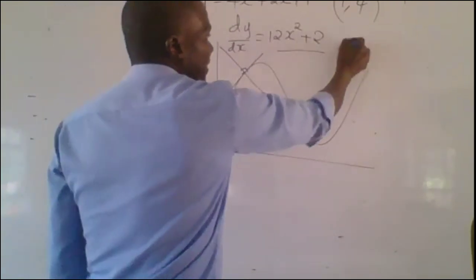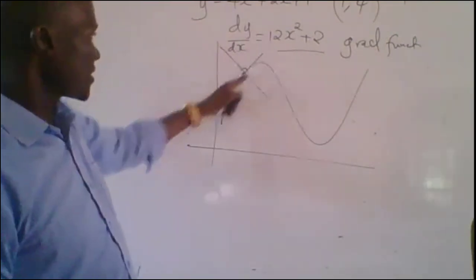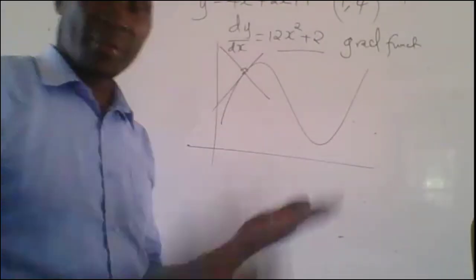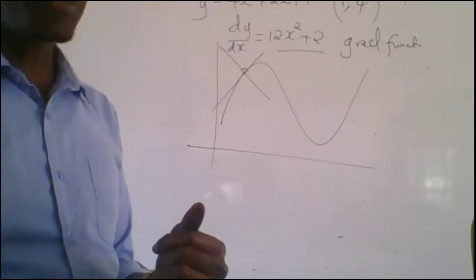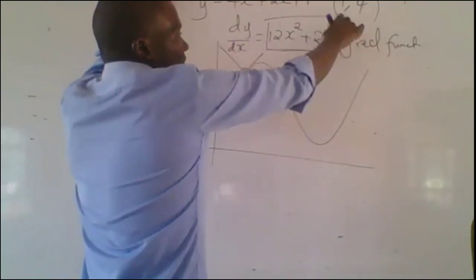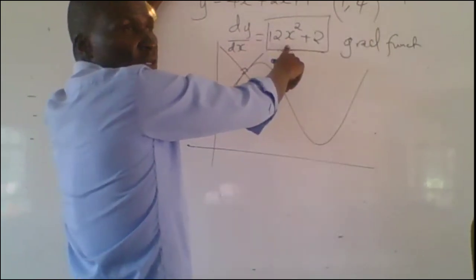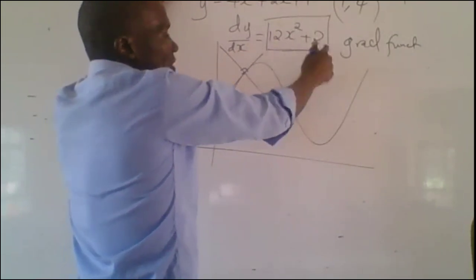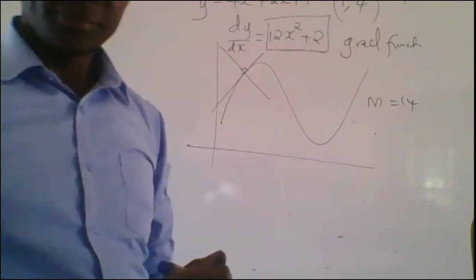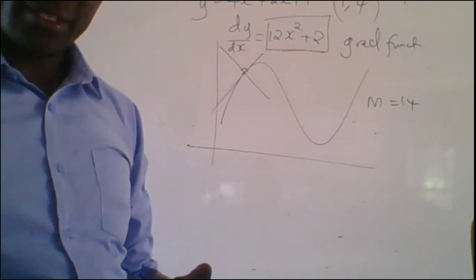So this is called the gradient function. The gradient function is the formula for finding the gradient of the tangent. The tangent is this line that we are drawing here. But the question is asking for the gradient of the normal. A normal line is perpendicular to the tangent. If we can get the gradient of the tangent, this is the formula. What is the value of the gradient when x is 1 at this point? We substitute 1 here: 12 times 1 squared is 12, plus 2, that will be 14. So m is equal to 14, and that is the gradient of the tangent.